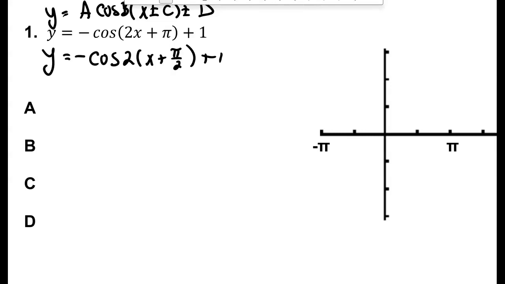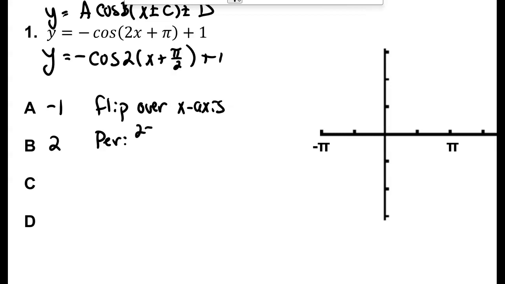So remember, this is how I literally graded you on your quiz. So for A, it's a -1. What does that tell me verbally? Yep, perfect. So flip over the x-axis. All right, what's B? 2. But what are we looking for? What's the verbal for this one? Yeah, 2 pi over 2, which gives us our period length of pi units.